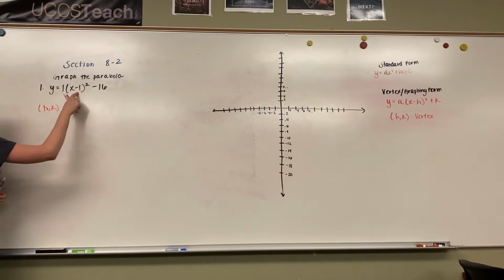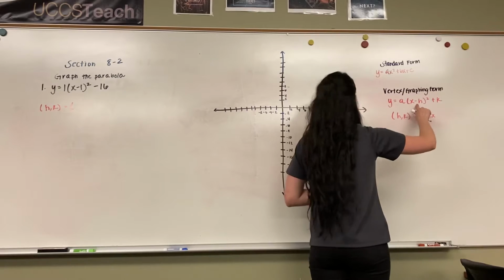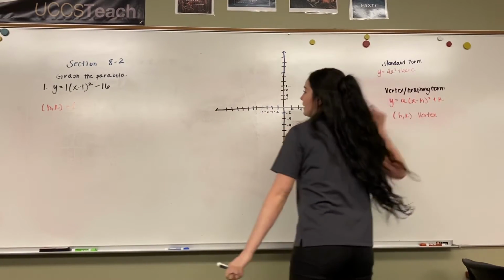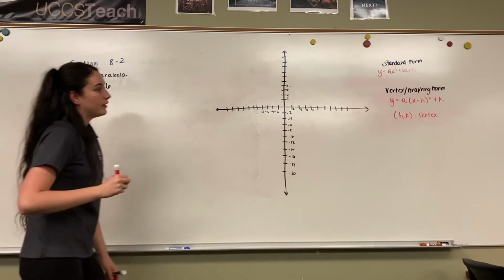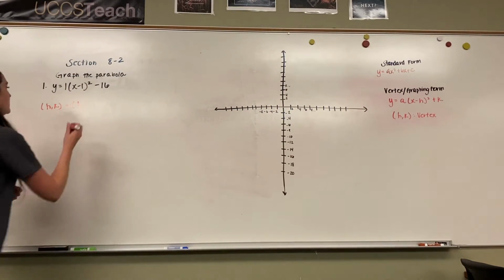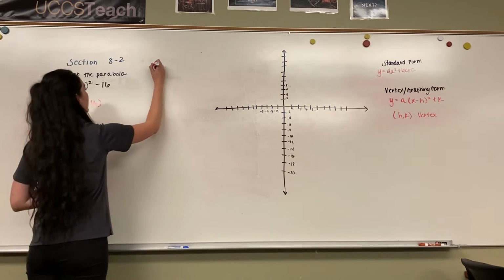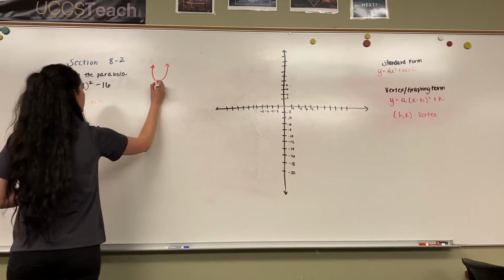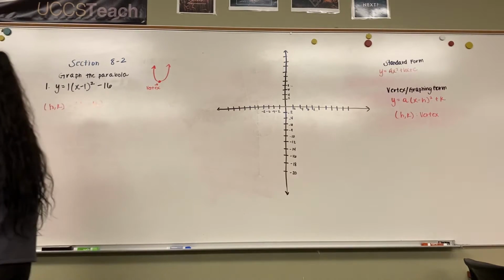Our h was here, and notice in our equation we have a minus h here, and we have a minus sign there. So our h is just 1. It's not negative 1 because there's a minus in the equation. So h is 1, and plus k, and we have a minus 16, so our k is minus 16. So we know our vertex is the point 1, comma negative 16. So if you look at a parabola, this point right here is the vertex. Okay, so we found the vertex.